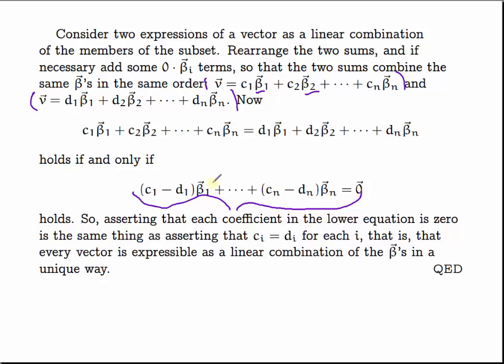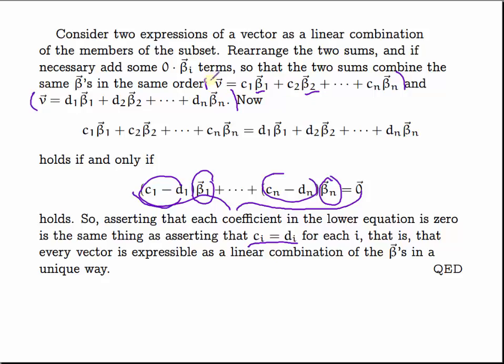But we know that these b's form a basis. So the only way for this to happen is if C1 equals D1 all the way up to Cn equals Dn. Asserting that each coefficient here is 0 is the same thing as asserting that Ci equals Di for each i. In other words, these two different expressions are really the same expression. That means that v can be expressed as a linear combination in at most one way.